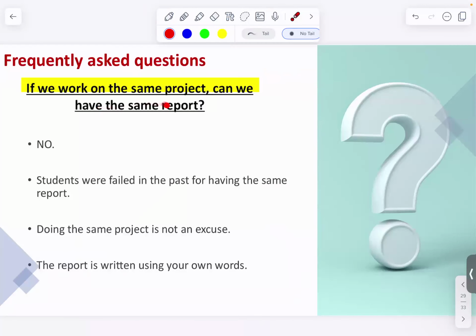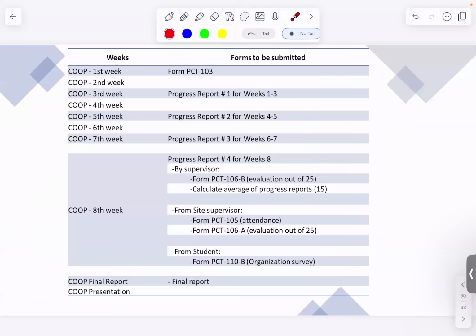Could we have the same report? I discussed this before, and it's not allowed. It's like plagiarism or cheating, and then the college will apply the policy for plagiarism and cheating on assignments.